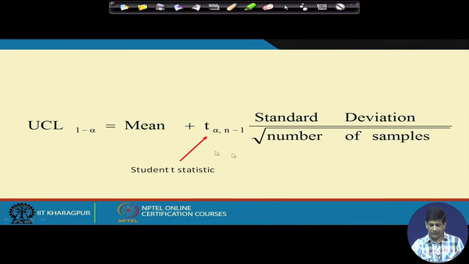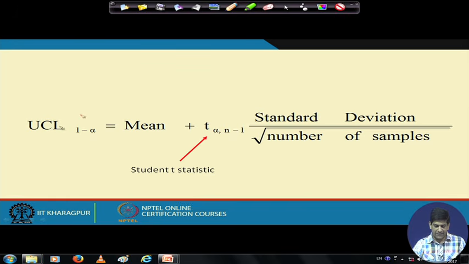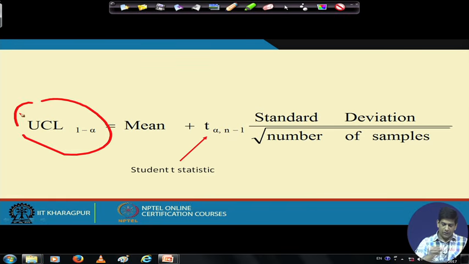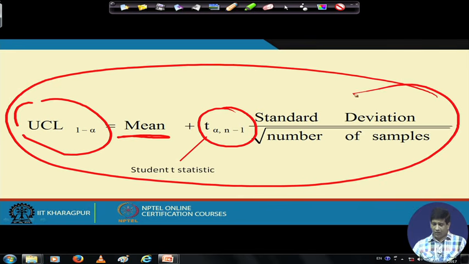This is the typical formula that we use, where the upper confidence limit at a 95% interval or 90% interval, whatever you want, is what we are trying to find. It's the mean plus the t value, where alpha is the degree of significance and n minus 1 is the degree of freedom, times the standard deviation divided by the square root of the number of samples. So that's the formula used to find the UCL.